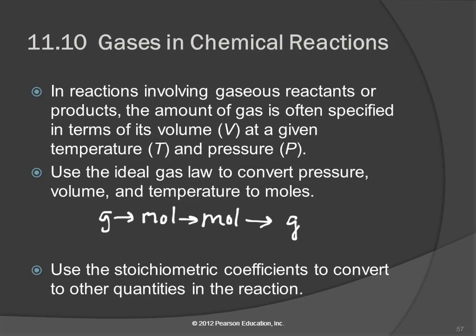Well, now if, say, we've got that magnesium and hydrochloric acid reaction going on, instead of getting a mass of product, we might get a gas, and we'll get a volume, a temperature, and a pressure. Or it could happen at the beginning that you're starting with a volume, pressure, and temperature. You can use PIV-NERT, the ideal gas law, to convert to moles.